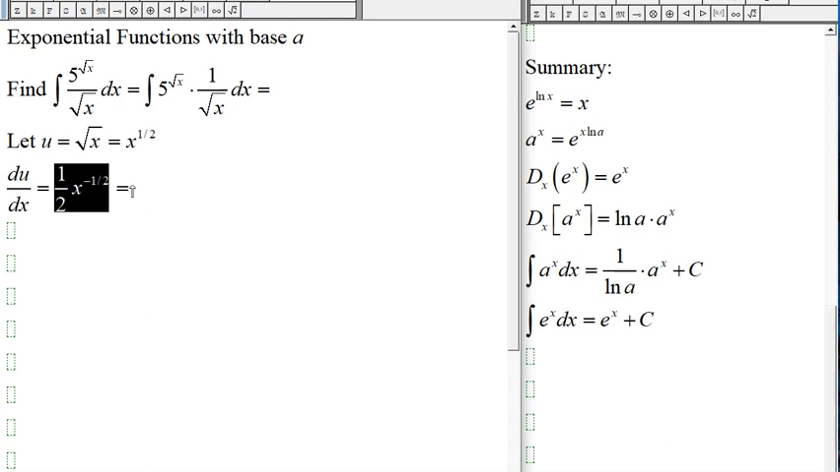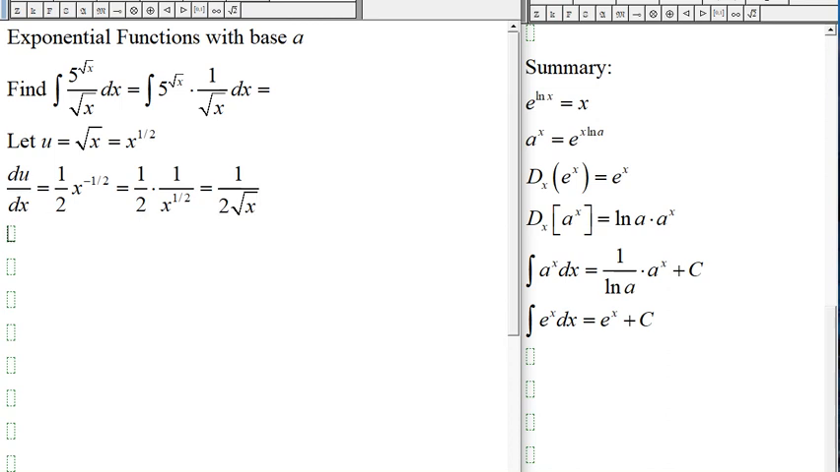And because x to the negative 1/2 is the same as 1 over x to the 1/2, this is 2 over the square root of x. And so we have du is equal to this dx.